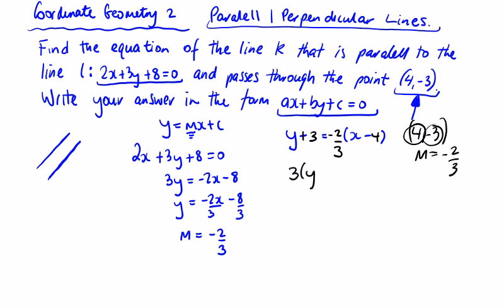Multiplying both sides by 3, we get 3 times y plus 3 is equal to minus 2 times x minus 4. 3y plus 9 equals minus 2x plus 8. And they want everything on the same side of the equal sign, so let's bring it all across.